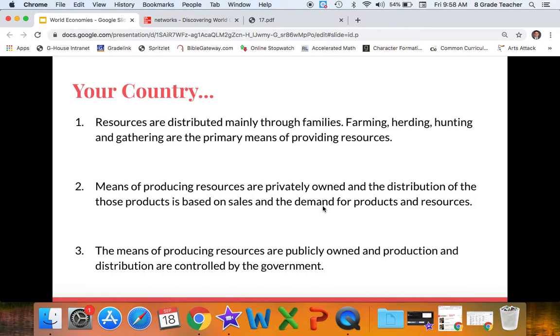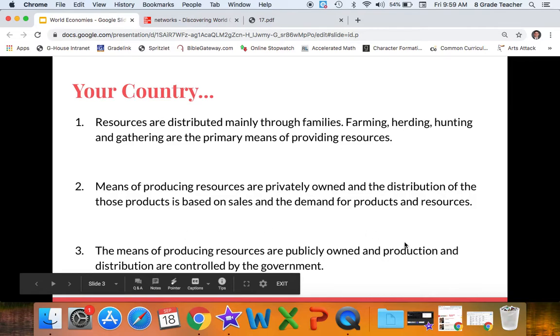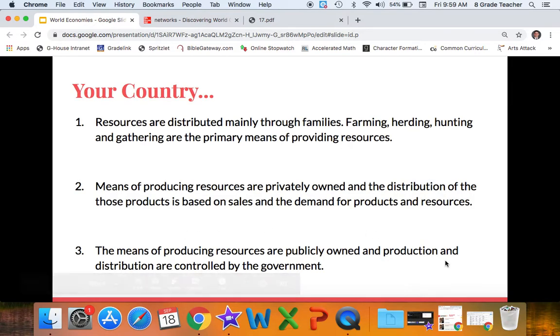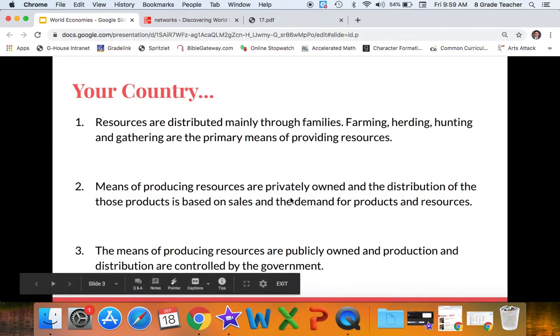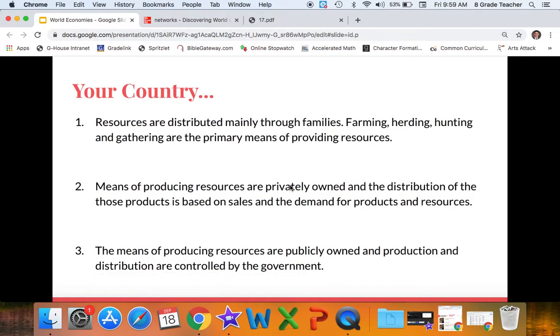Number 3, the means of producing resources are publicly owned, and production and distribution are controlled by the government. The difference between 2 and 3 is that privately owned businesses means that I can start a business myself, or someday you can start a business yourself if you were interested in being an entrepreneur.